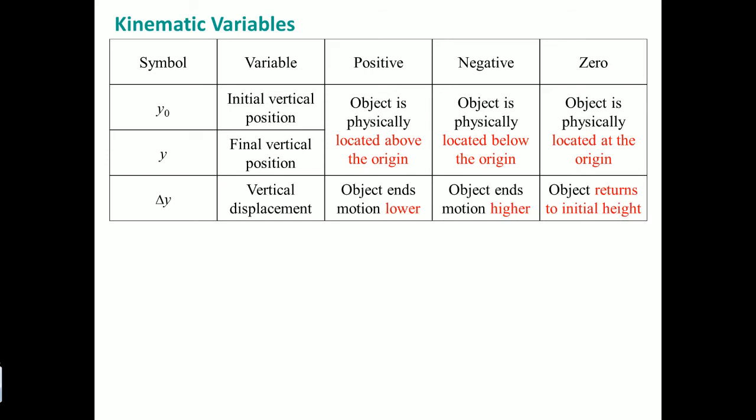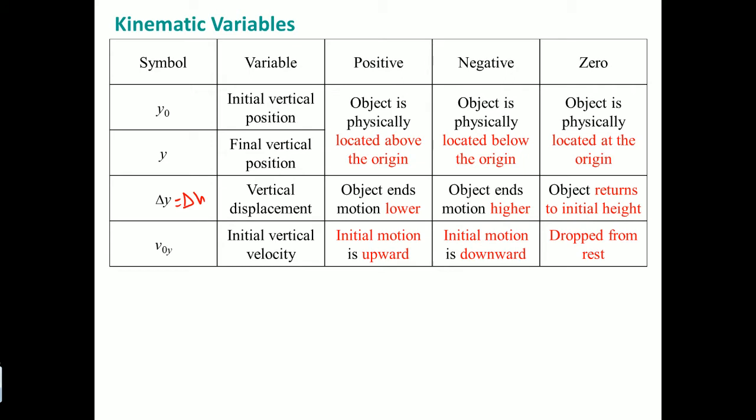Delta y stands for vertical displacement, or your height, delta h. If it's positive, the object ends its motion lower. If it's negative, the object ends its motion higher. And if the object returns to the initial height, it's still 0.